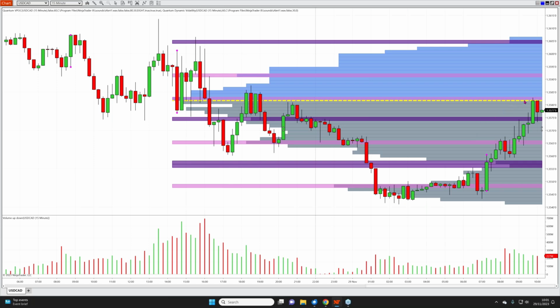And the volume point of control is at the yellow dashed line here. That is where we have the highest concentration of volume for the dollar CAD on this particular time frame. We've had this nice rally this morning, which started around European session start time, 7 o'clock. Some nice VPA lessons in here, but I'll come on to that in a moment.